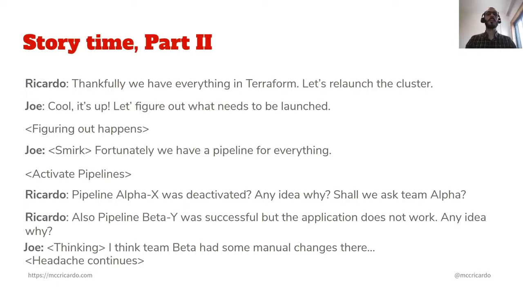Suddenly, in the middle of this process, I realized that one pipeline was deactivated, but I have no idea why. So we need to ask the team why that pipeline was deactivated. Also, we realized that one of the pipelines actually ran, but the application is not working. We have no idea. My colleague just remembers that there were some manual changes there from a specific team. So our headache continues. Although we have infrastructure as code, although we have pipelines for almost everything, there are still things that were not actually recorded in code so that everything was working perfectly.